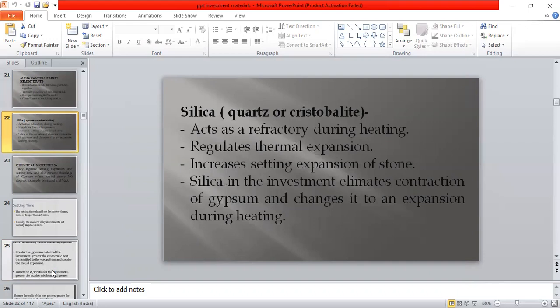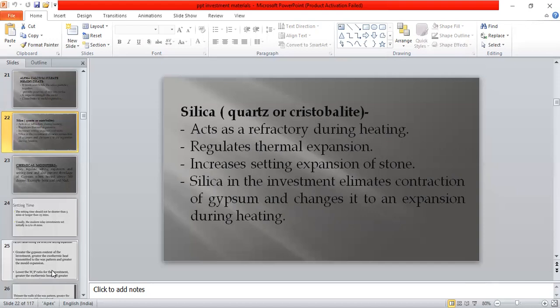Then the next composition of the gypsum bonded investment material is silica. Silica acts as the refractory in the gypsum bonded investment material. The forms of silica we are using, quartz or cristobalite, make up 65 to 75%. So the main function of the refractory material in gypsum bonded investment material is that it acts as the refractory during the heating.